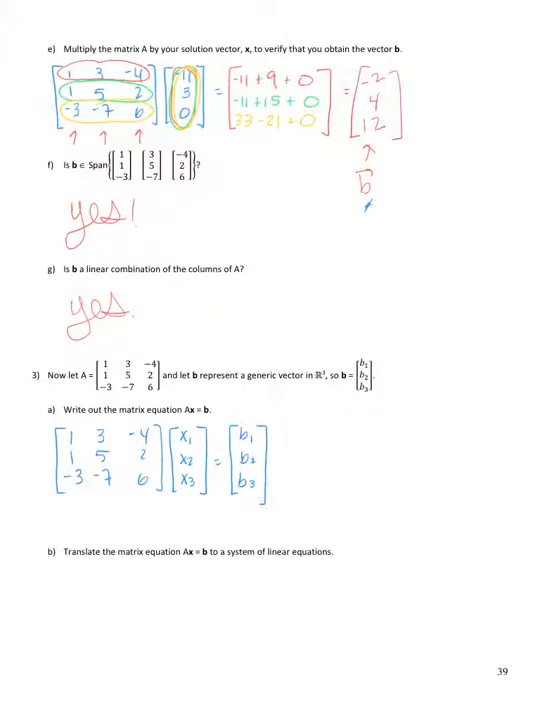To translate this into a system of linear equations, this says x1 plus 3x2 minus 4x3 equals B1. x1 plus 5x2 plus 2x3 equals B2. And negative 3x1 minus 7x2 plus 6x3 equals B3.